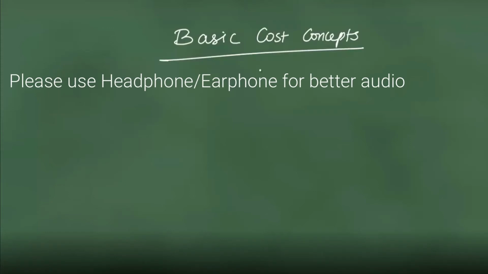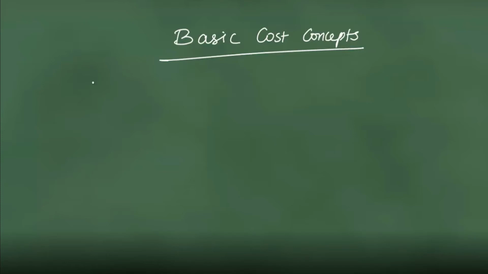Hi, welcome to this course on basic cost concepts. In this course, we will understand what is cost, then we'll also try to understand what is cost accounting and cost accountancy and the basic concepts which are revolving around cost. So before that, let us understand what is cost.